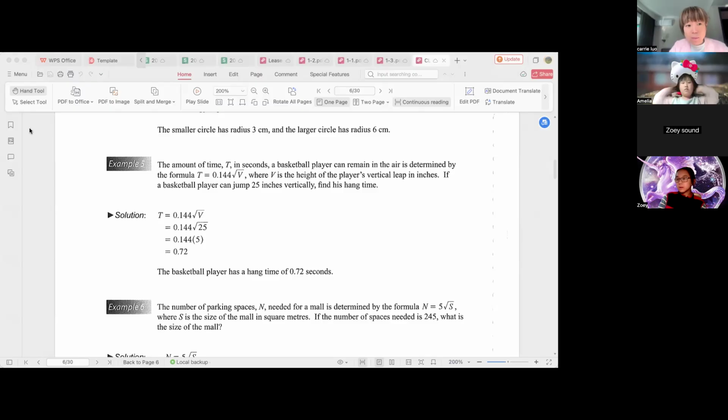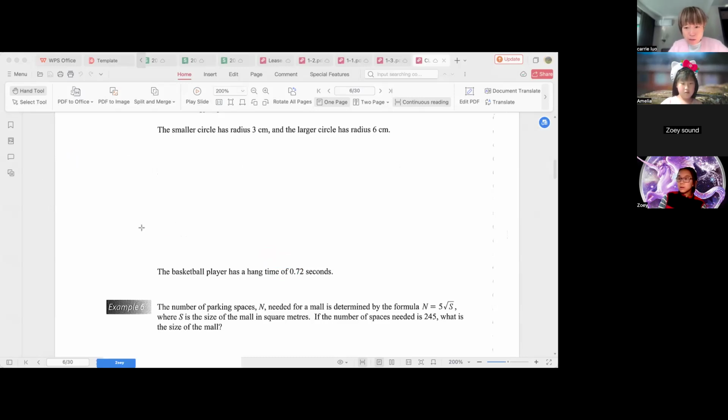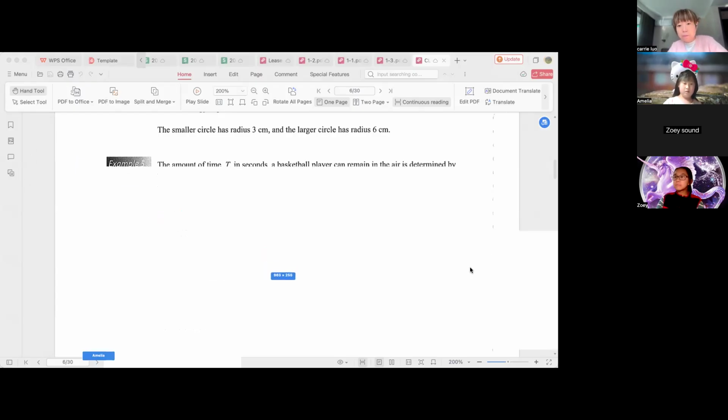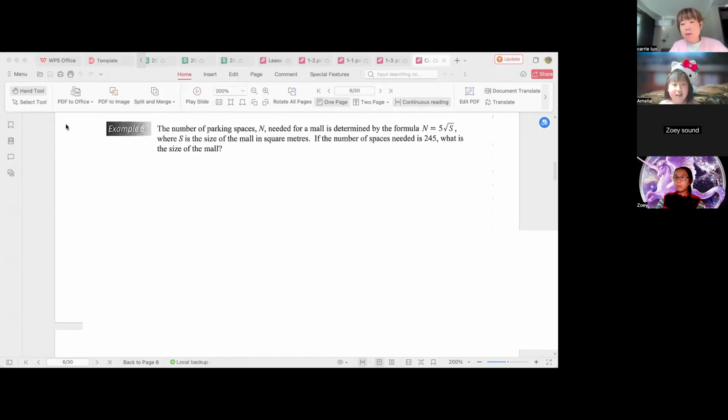So the number of parking spaces needed for the mall is determined by the formula n equals 5 square root s, where s is the size of the mall. One second. Okay, so let's take a look at this question.